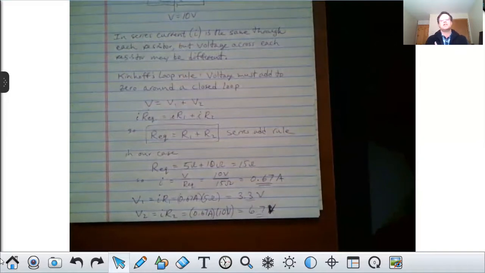Now, if I wanted to get the voltage across each resistor, I just use Ohm's law again, separately for each one. V1 equals I R1, 0.67 amps times 5 ohms. That gives me about 3.3 volts. I've rounded a little bit. And V2 equals I R2, 0.67 amps times 10 ohms, or 6.7 volts. And you can see if I add these together, they do equal the total 10 volts of the battery. So again, this shows the lower the resistance here, the smaller the voltage drop in the series circuit. It kind of makes sense. The less energy it uses up and turns into heat and things like that.